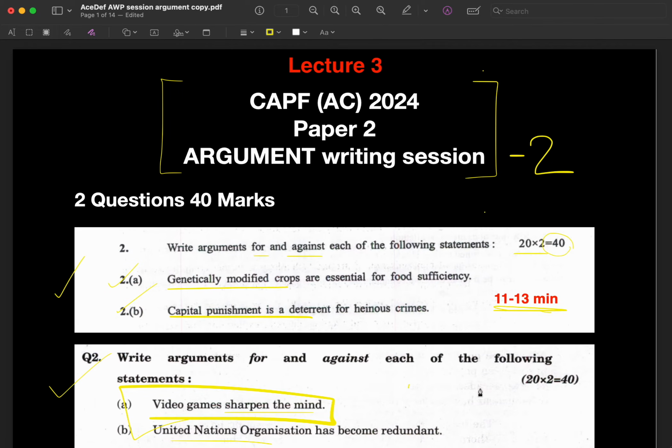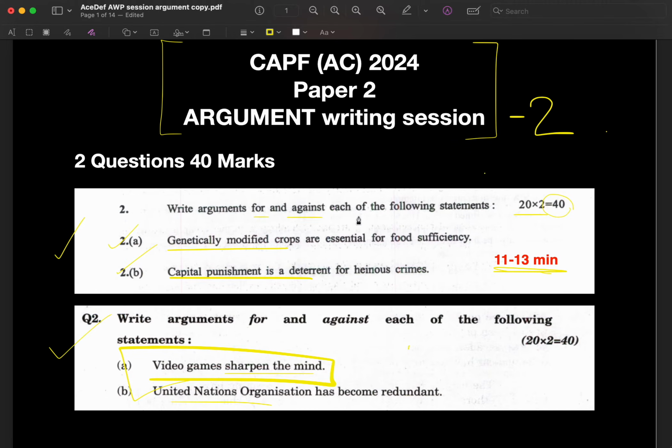This is lecture number 3 of the argument writing session. This is the second part of argument writing, and it will be a very brief one. I did not want to take one long lecture of 1.5 hours or something of that order, because it becomes harder for you to come again and see the lecture again. That is why this lecture is in two parts. This is the second part of the argument writing session which you are watching.